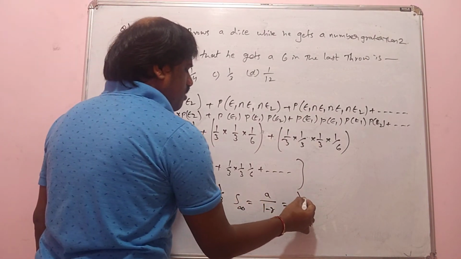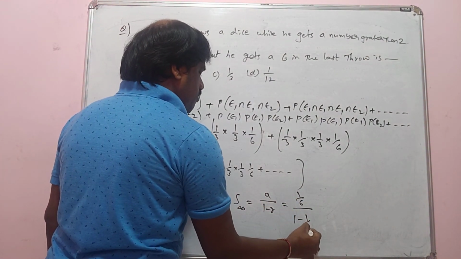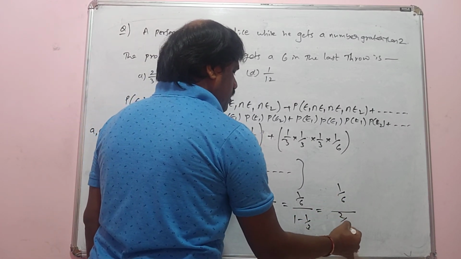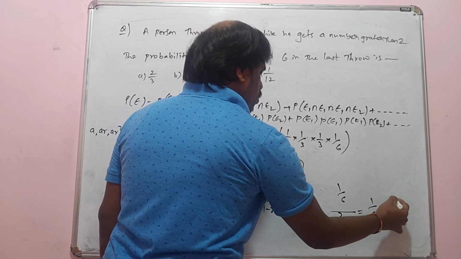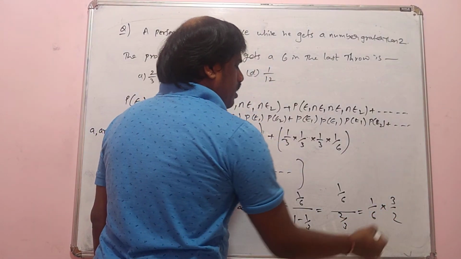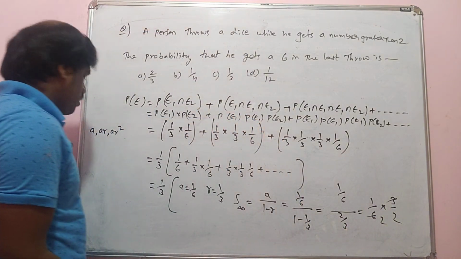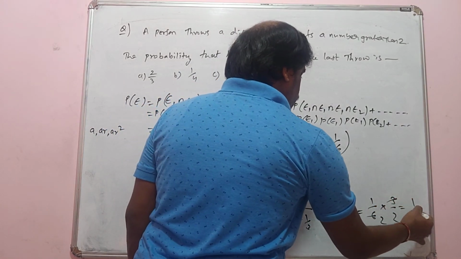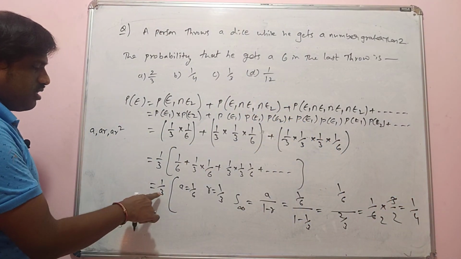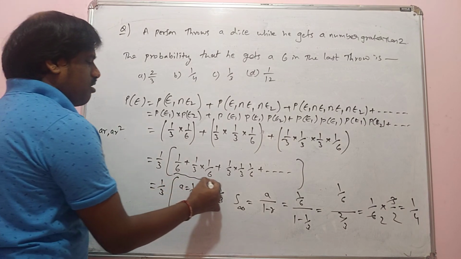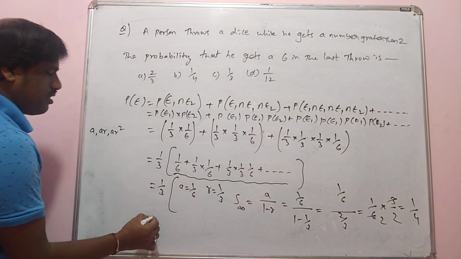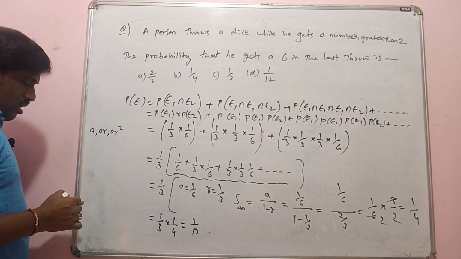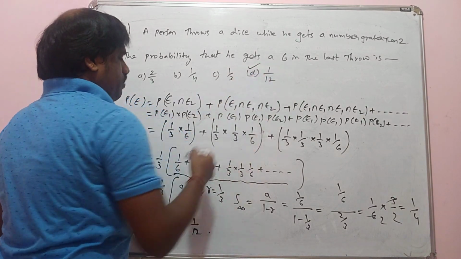That is 1 by 6 divided by 1 minus 1 by 3, that is 1 by 6 divided by 2 by 3, that is 1 by 6 into 3 by 2. The 3 and 2 cancel, so I get 1 by 4. This total value is 1 by 4, and the 1 by 3 is multiplying it. So 1 by 3 into 1 by 4 is 1 by 12. So the answer for this is 1 by 12.